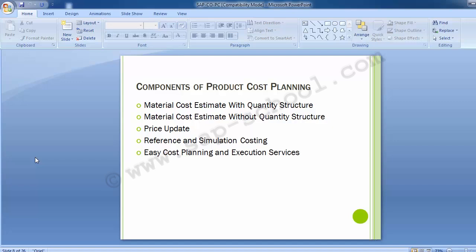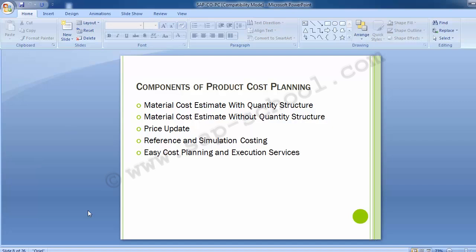You can even plan the cost estimate without the quantity structure, as we discussed just now. And even you can plan it with price update, as said that you can update the prices manually in the SAP system. So these are the various components of product cost planning.